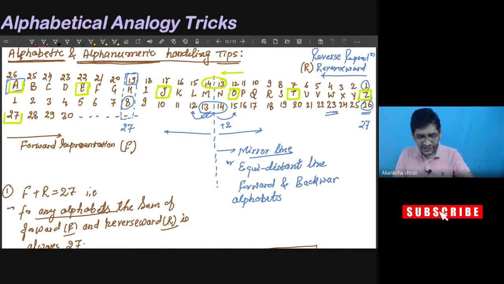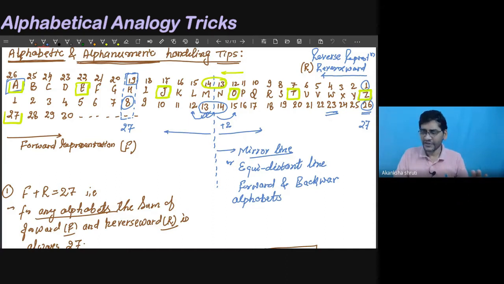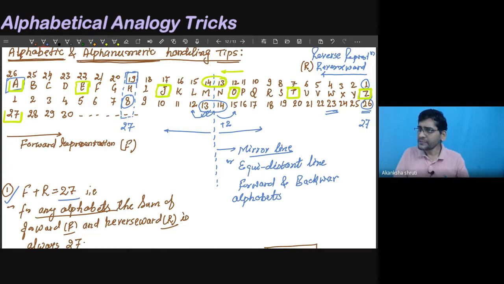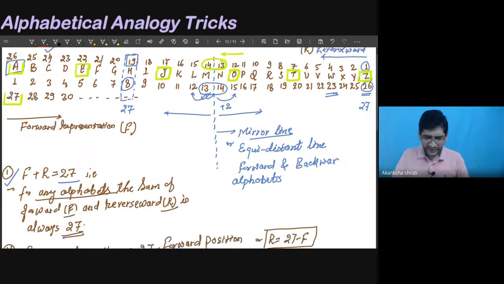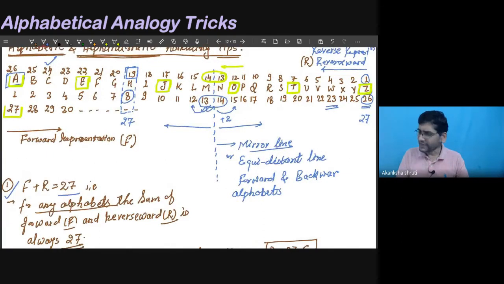So the positions are written. The position may be forward or reverse, but no need to mug up both forward and reverse positions. You just remember the forward position. Reverse position can be quickly calculated within a fraction of a second, because the sum of forward position and reverse position is always 27. Say the position of C is 3 in forward, then what will be the reverse position? 27 minus 3, it will be 24. Yes, observe, C is 24 from the end. So quickly we can calculate. So, students, remember the forward position, then the reverse position can be quickly calculated by subtracting the forward position from 27. That is one thing.